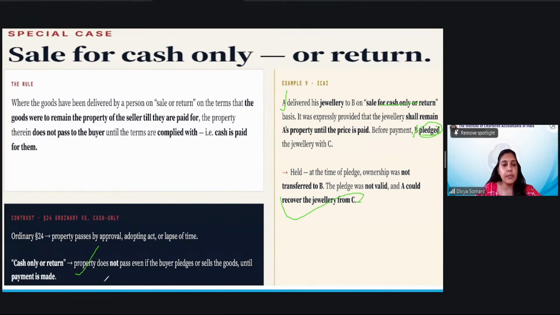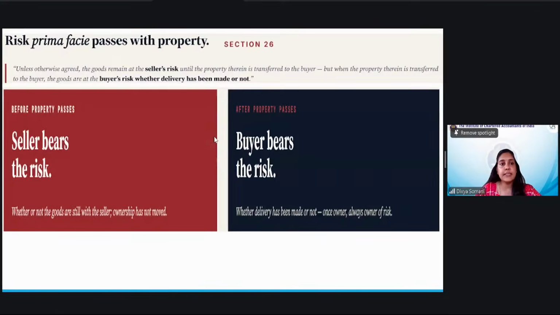And here also it is written that property does not pass even if the buyer pledges or sells the goods until the payment is made. So for this particular topic, since it is clearly mentioned, it is sale for cash only. We will not accept anything other than cash or any other medium of acceptance. We will accept only cash payments. Once the payment is done, you will get the ownership rights. So that is there in this particular topic. I think this was a simple one. We can move on to the next topic.